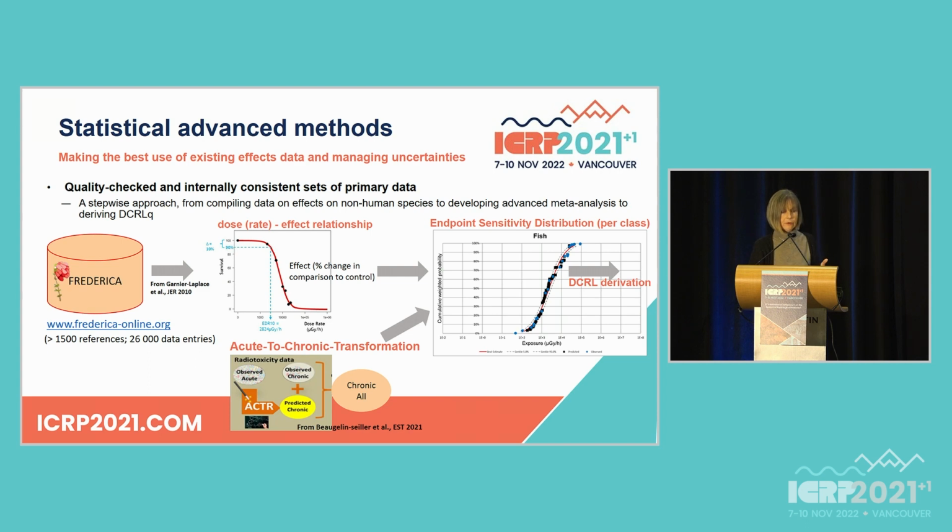So at the end of the day, we come out with a series of comparable data sets per class, meaning all the species per class and all endpoints relevant to the population demography of such species, in the so-called endpoint sensitivity distribution, which is a statistical fit between the different comparable data making this set per class. And from this, we were able to make a robust and systematic derivation of the DCRL. I will show you in a minute.